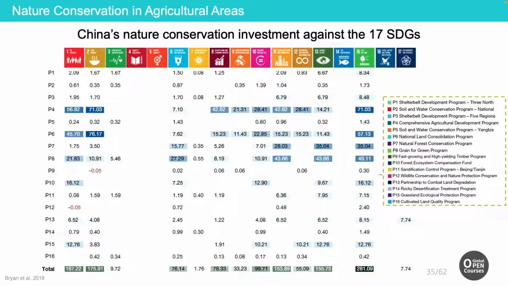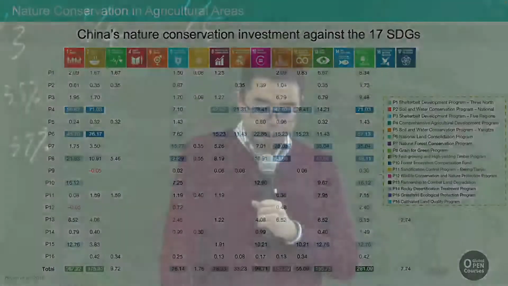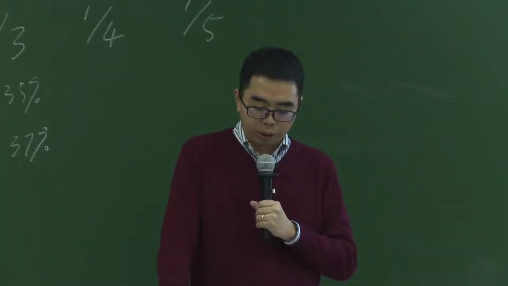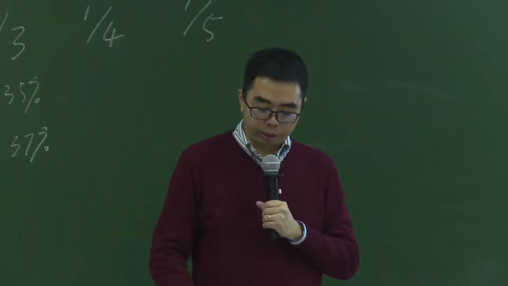For example, Comprehensive Agriculture Development Program, 农业综合开发工程, directly addressed SDGs 15, 2, and 1, but also had co-benefits for several other SDGs, including SDG 8, which is decent work and economic growth. At present, China's remarkable success in ecological restoration efforts has been extensively recognized by scholars. A NASA study reported that these projects have succeeded in greening up China, contributing 42% of the world's greening trend.